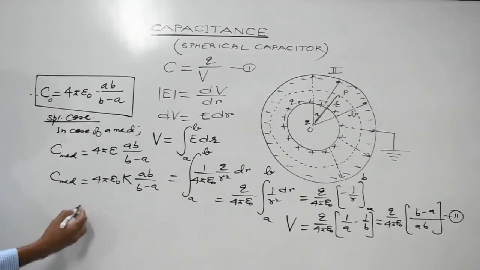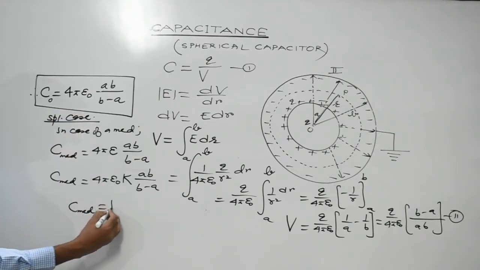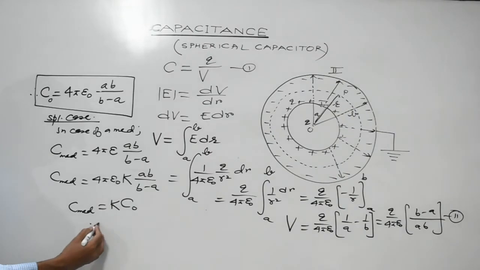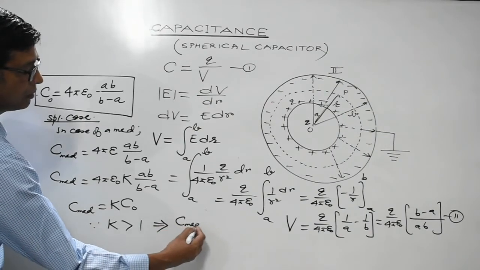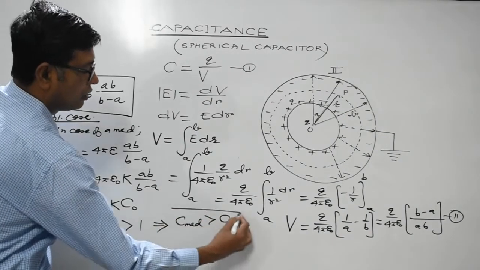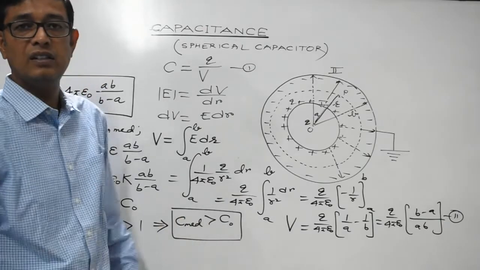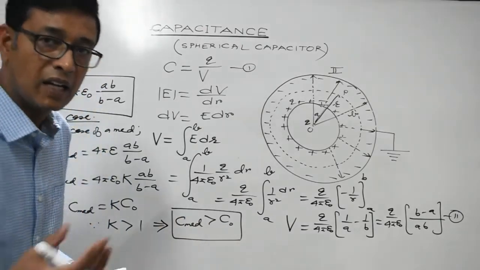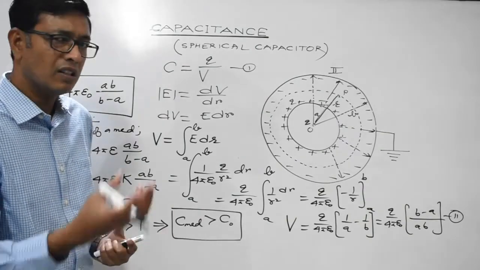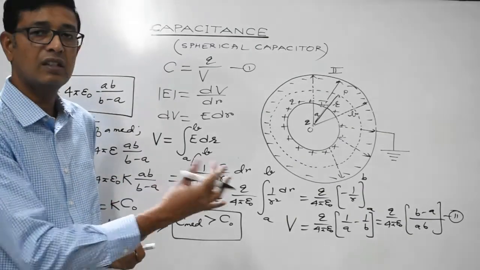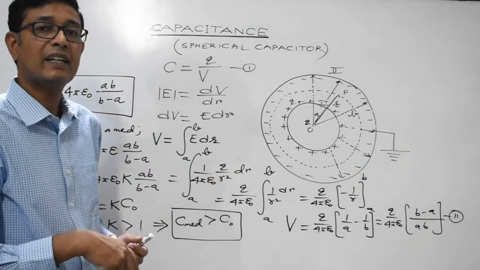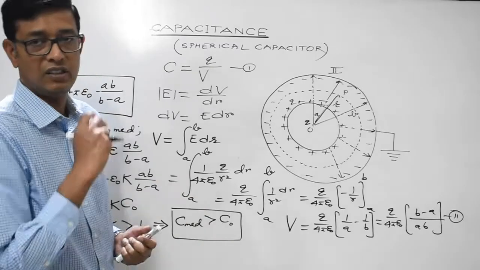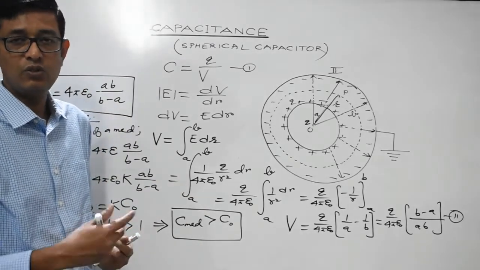Compare these two. What do you get? C medium is equal to K times C naught. Since dielectric constant of any medium is greater than 1, therefore C medium is greater than C naught. So what we have concluded is, be it a parallel plate capacitor or a spherical capacitor, in either case, whenever the space is filled with some medium, the net capacitance tends to increase.